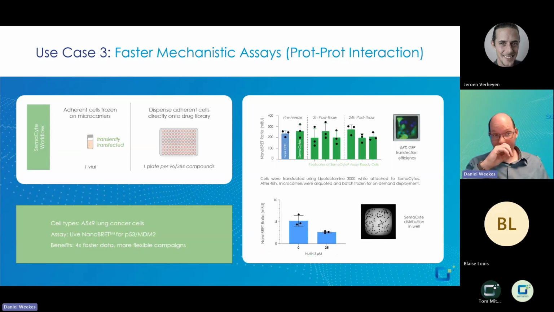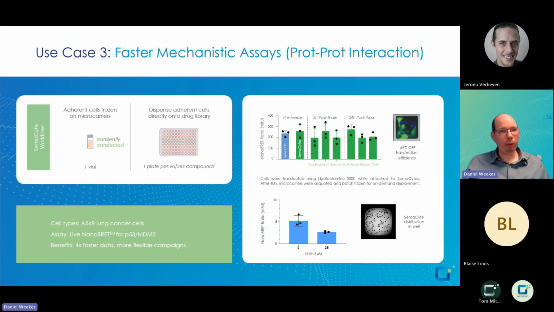So the third use case, again, is a plate reader endpoint, but is looking at a mechanistic assay, and it's based on the NanoBRET system for looking at protein-protein interactions. For the NanoBRET system, you need to transiently transfect the cells to run the assay, and this can lead to long preparation times and also limit the assay flexibility.